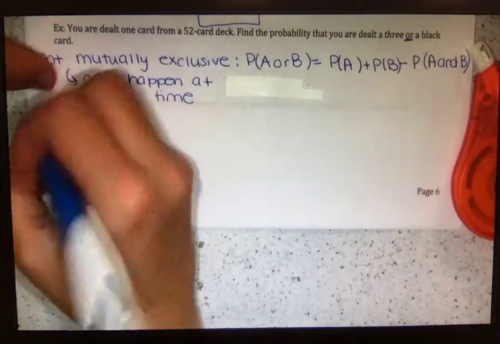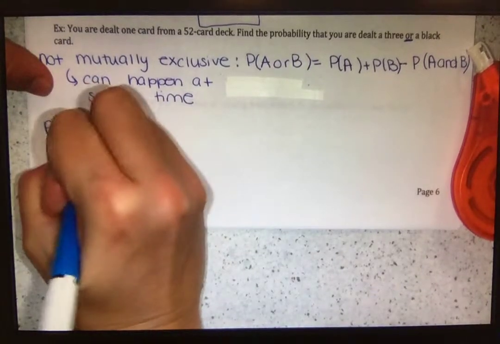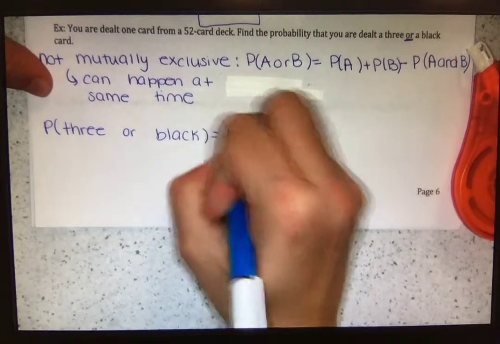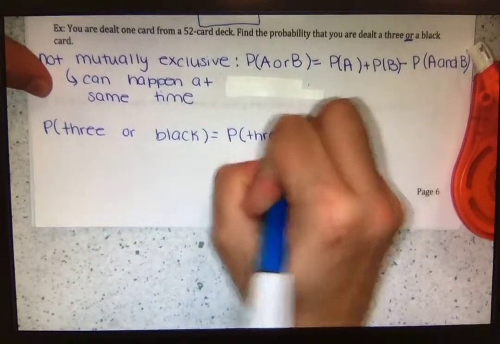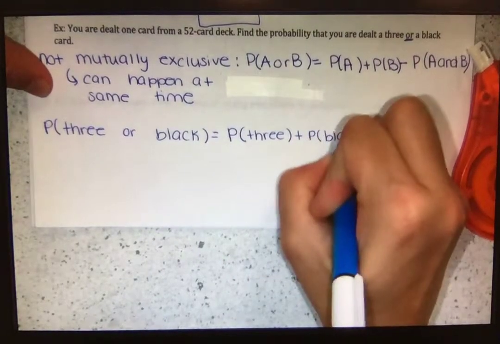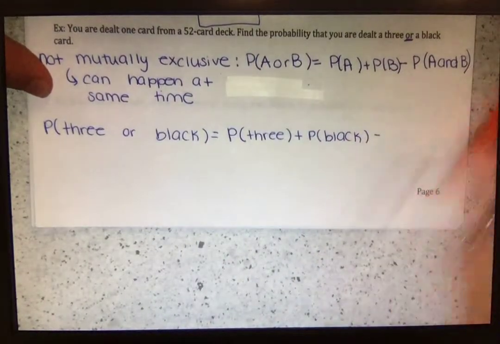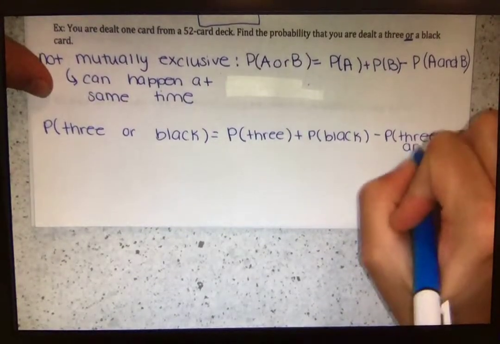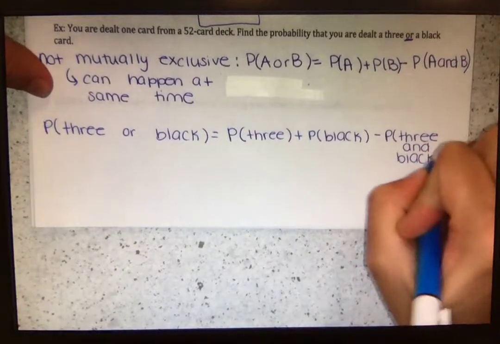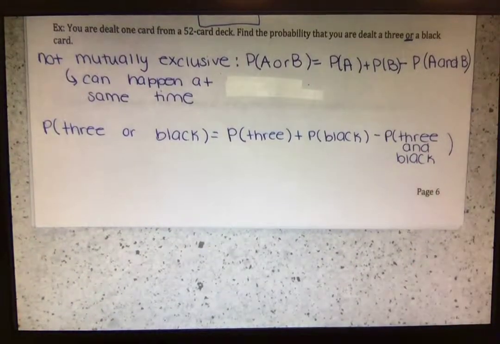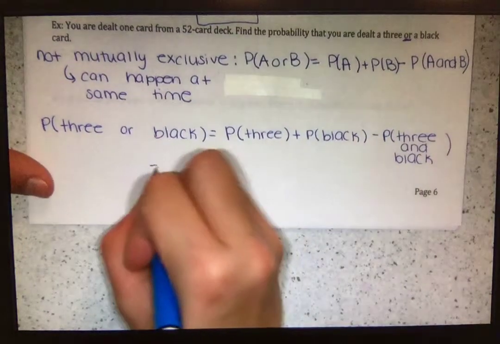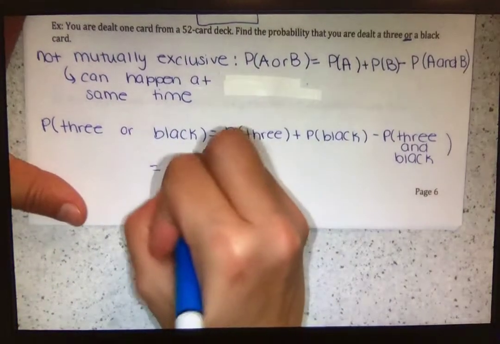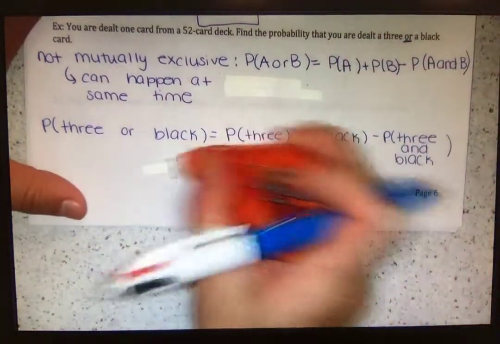So probability of a 3 card or black card. We have the probability of getting a 3 plus the probability of getting a black card minus the probability of getting both. How many 3s are in a deck? 4 out of 52 total.